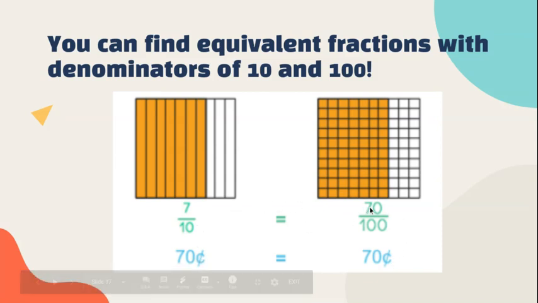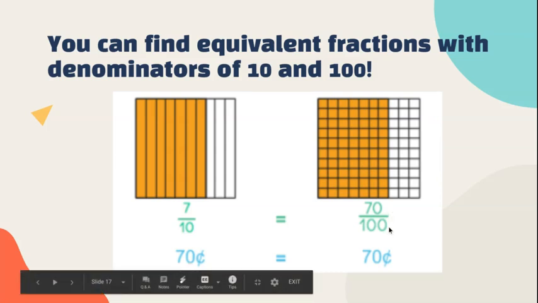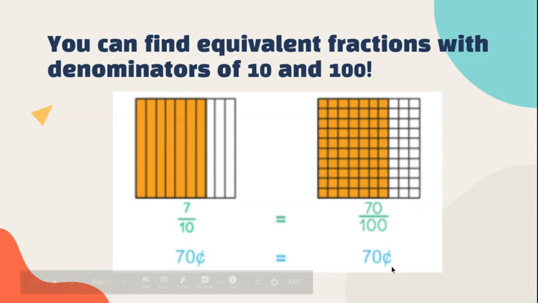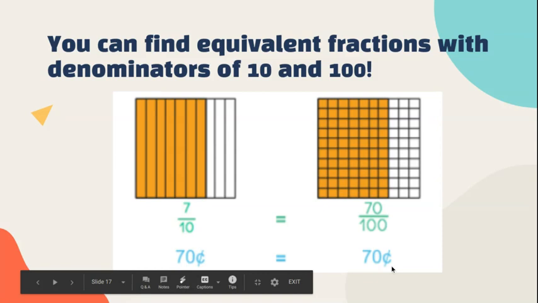So if you have 70 pennies, 100 pennies equals $1. If I have 70 pennies and each equals 1 cent, I have 70 cents. You're counting pennies. Think of it like money. If I have 7 pennies out of 10, I still have 70 cents.